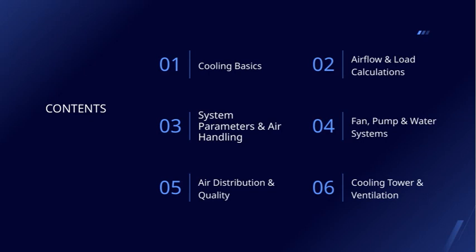Let's take a closer look at the cooling tower and ventilation systems. These are essential components in maintaining optimal temperature and air quality within the facility. Cooling towers help remove heat from the process or HVAC systems, ensuring everything runs efficiently. Ventilation, on the other hand, is about controlling airflow and ensuring fresh air circulation, which directly impacts indoor air quality and comfort. Both systems work together to create a safe and efficient environment.